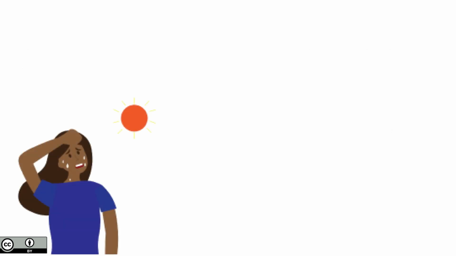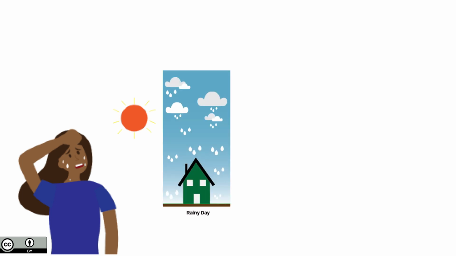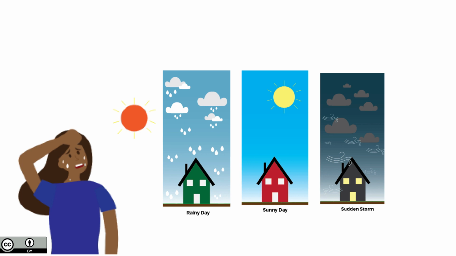Climate is a very hot summer this year. The summer of 2018 is expected to be exceptionally hot. Weather is a rainy day, sunny day, or sudden storm. The day's weather will either be cloudy, sunny, or suddenly stormy.